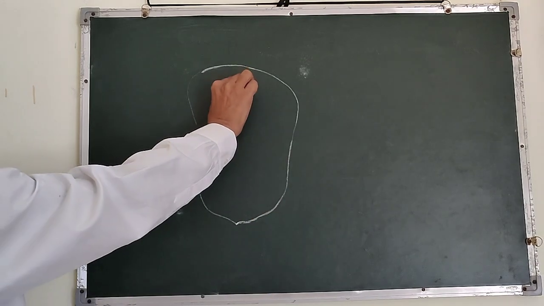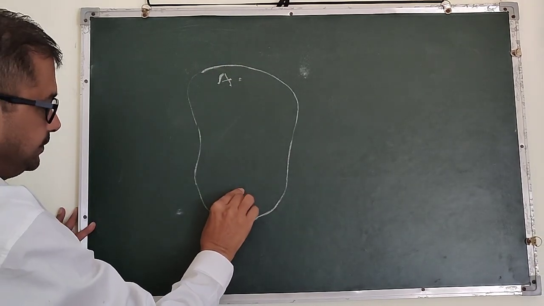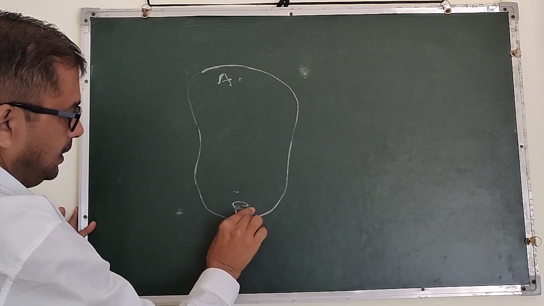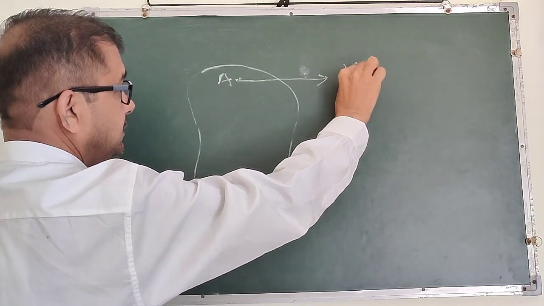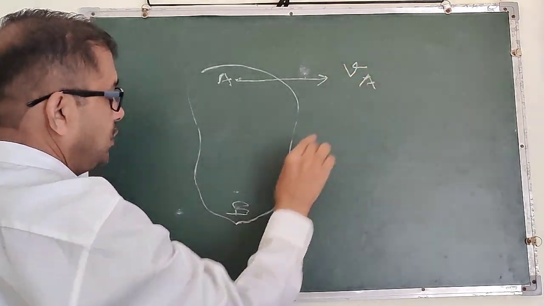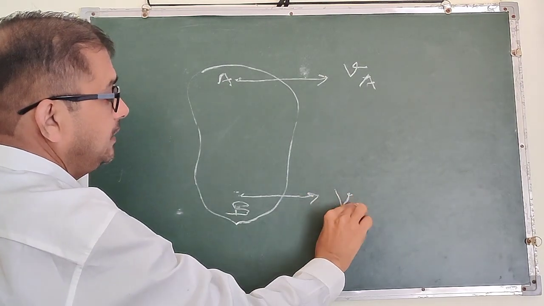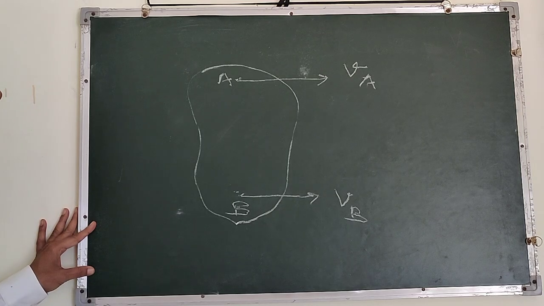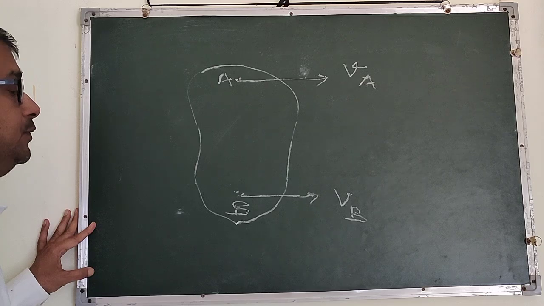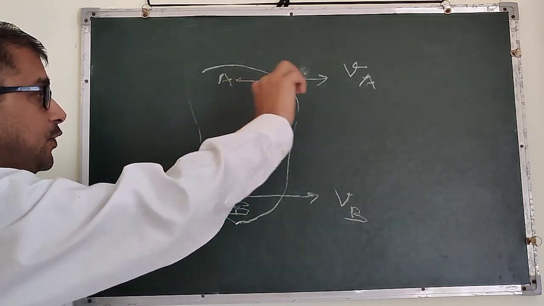and suppose there are two points A and B, and the velocity of A is given as VA and the velocity of B is given as VB. Both velocities are parallel, but they have different magnitudes. Suppose VB is less than VA, so as we know, A will move more and B will move less. So with respect to B, the motion of A is forward.